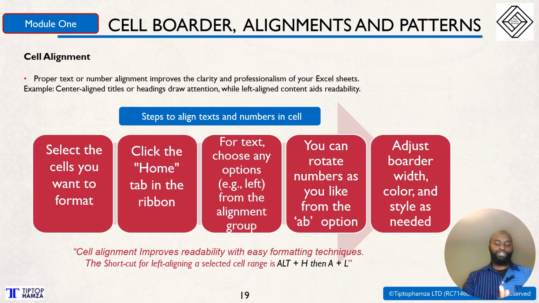And there are a lot of shortcuts to help you with all of this. For instance, if you want to just align left, you could just press Alt H, then L. So you just press them together, and then you have it aligned to the left.